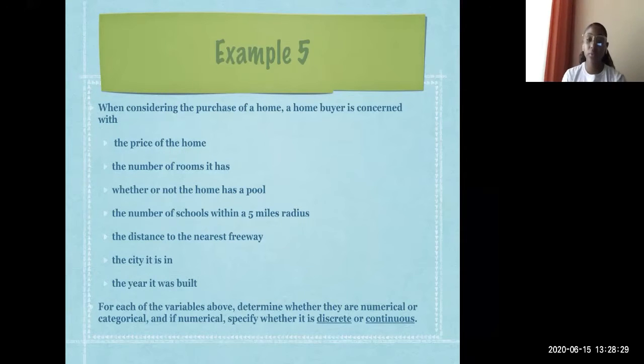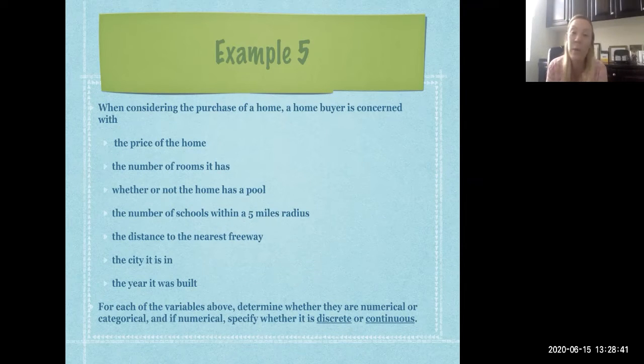For each of the variables above, determine whether they are numerical or categorical, and if numerical, specify whether it is discrete or continuous. Awesome. Okay, so I am assuming you all have your paper and your pencil right next to you. I'm going to give you guys a few minutes on your own just to jot down price of home, numerical or categorical, and then if it is numerical, also specify discrete versus continuous, okay? So I'm going to give you guys a few minutes to jot down your answers, and I'm going to check on my kids. I'll be right back.